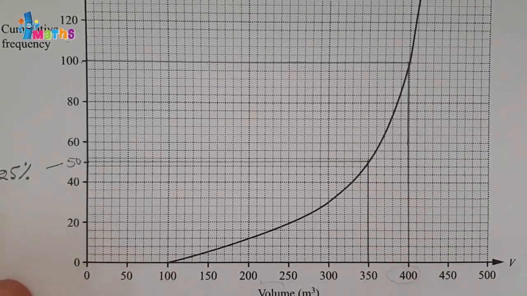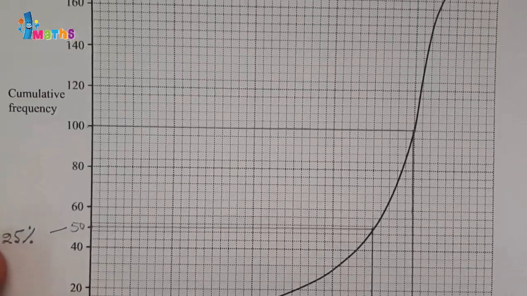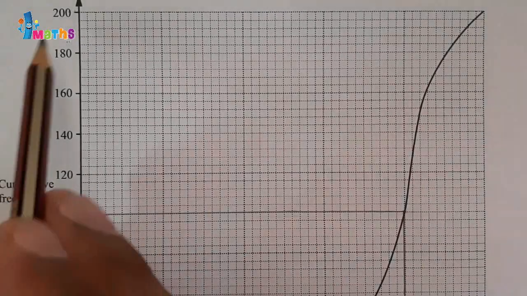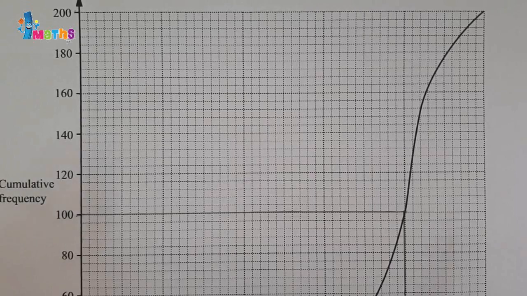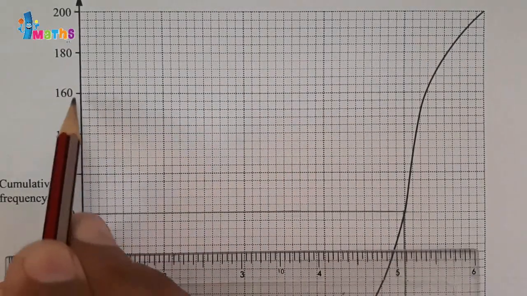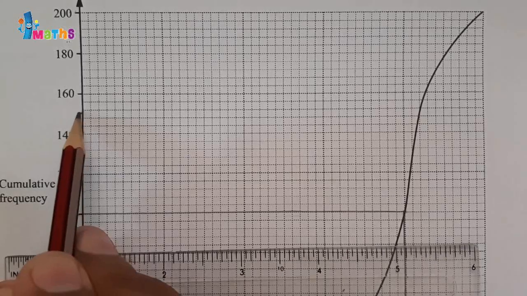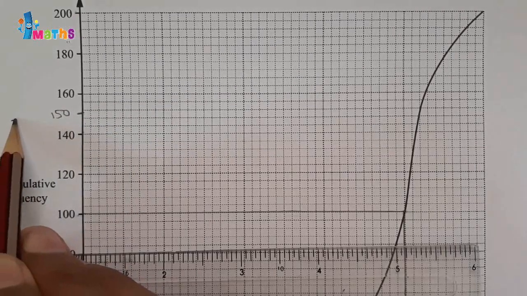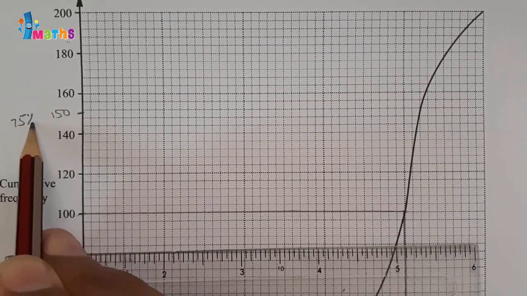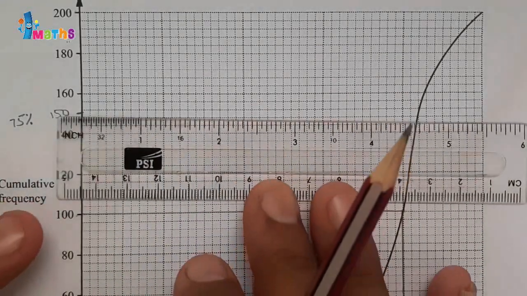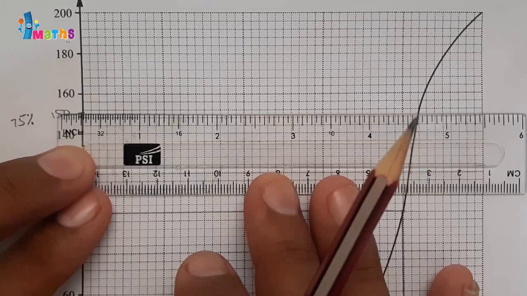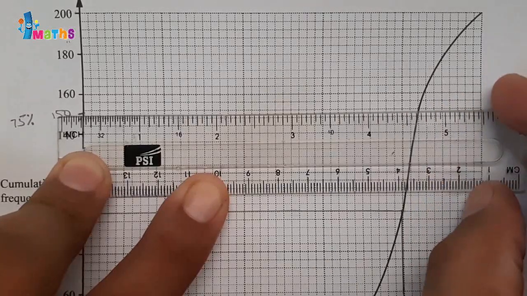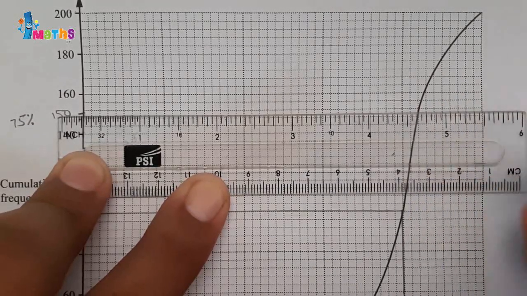Now we have to check the 75th percentile of this cumulative frequency graph. 75% of 200 will be 150. So this is 140 and this is 160. In between these two numbers will be 150, and we can write this one as the 75th percentile. So if we check the graph level and make a line, we can draw a line, yes, this one.